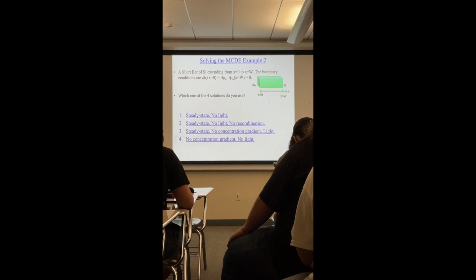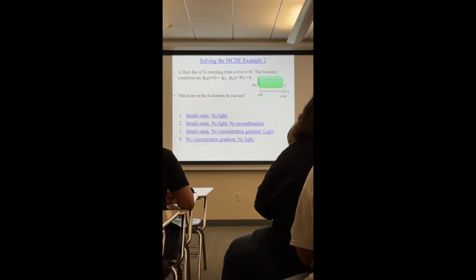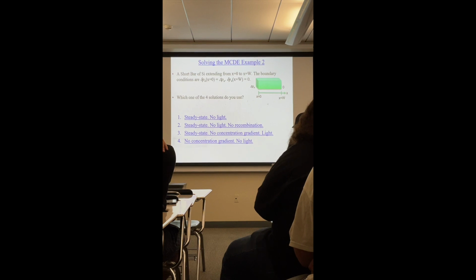Okay, so now let's move on to the second example. For the second example, we have a short bar of silicon extending from x equals 0 to x equals w, and we know the boundary conditions at x equals 0 and x equals w. So first, let's decide which one of these 4 solutions we should use. 1, 2, 3, 4. Which one?